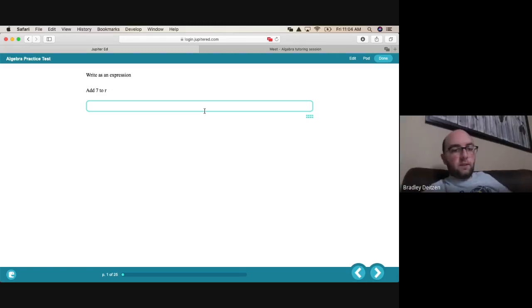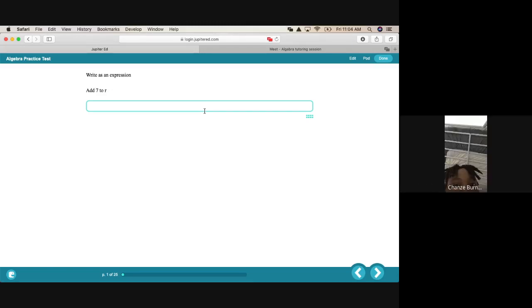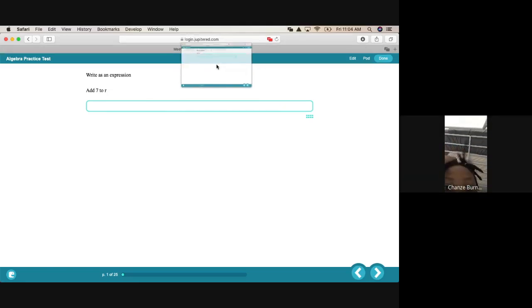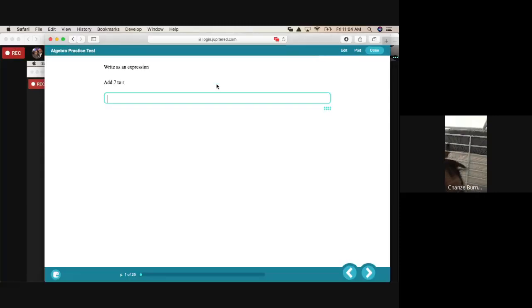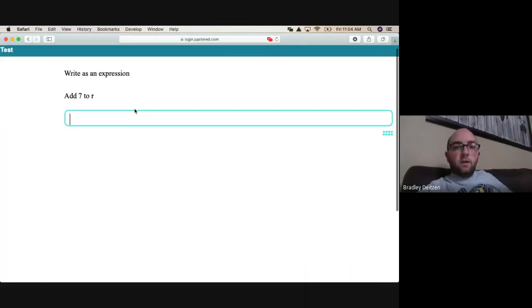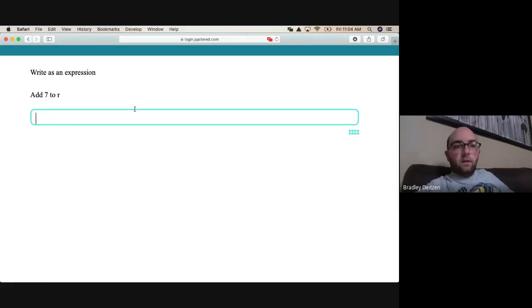Can you see the Jupyter notebook open right now? No, it's not on there. I can't really see it. Oh wait, no, I just need it zoomed in a little more. Okay. There you go. How's that?